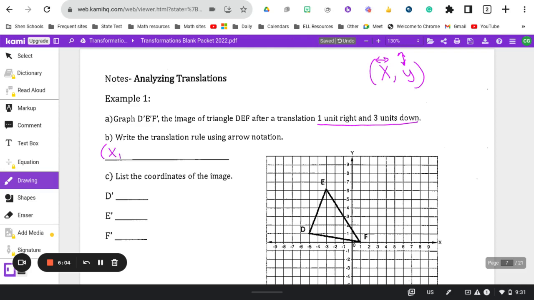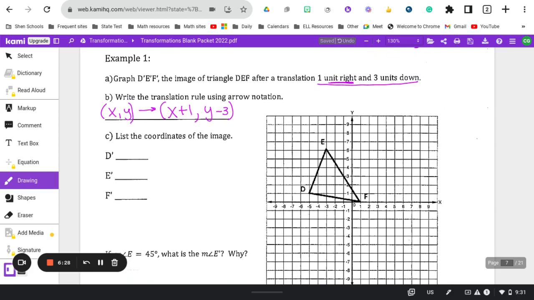Okay, so arrow notation starts with the ordered pair x, y, and then it has an arrow, and then you start with x. And if we're going right, that's the positive 1, right? And 3 units down would be a negative. So that's what your arrow notation should look like.